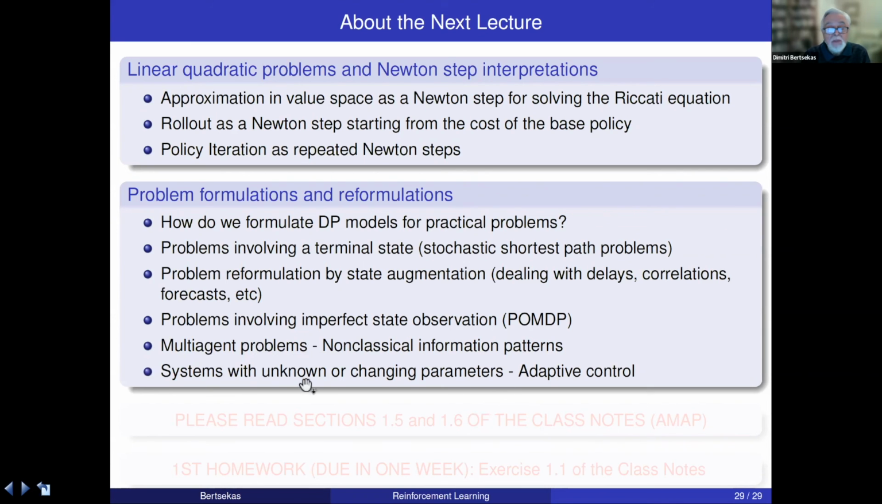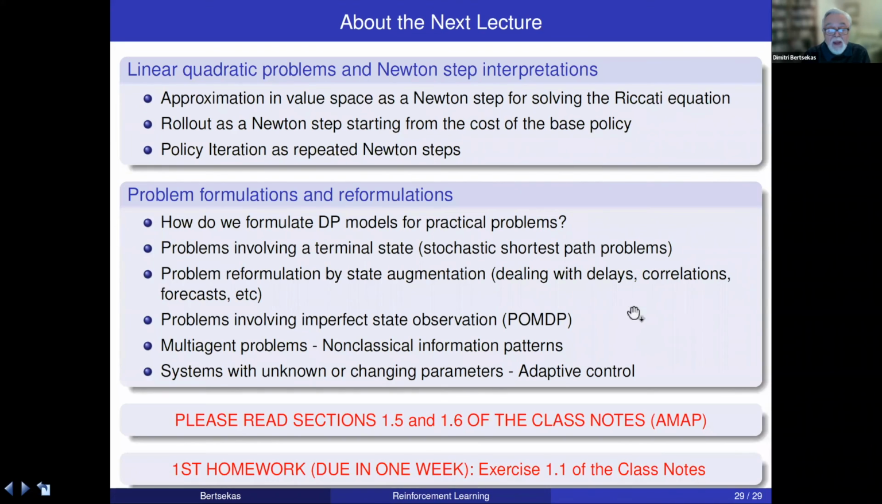We're going to say a few things about systems with changing parameters and adaptive control, and also model predictive control. We are likely not going to be able to cover everything here, but whatever we don't cover, we're going to cover two lectures from now. And all of this, our discussion for the next two lectures, and the next three lectures in fact, is in the class notes, sections 1.5 and 1.6, and I suggest that you take a look at them as much as possible.